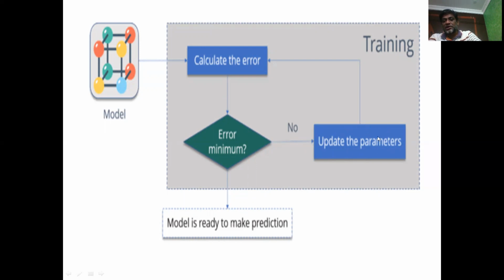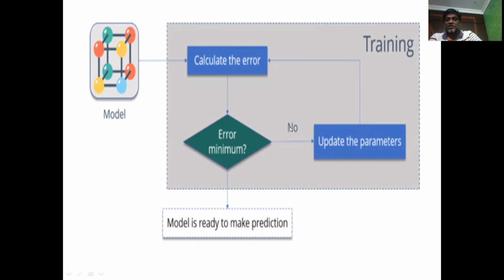Once the parameters are updated, we again calculate the error term, and again we check whether this error is minimum or not. So this is a repetitive process. In each epoch, we perform these tasks: calculate the error. If the error is minimum, then stop the process of learning or training. Otherwise, update the parameters in some manner by using some specific parameter updating algorithm, and then go back to the calculation of error.